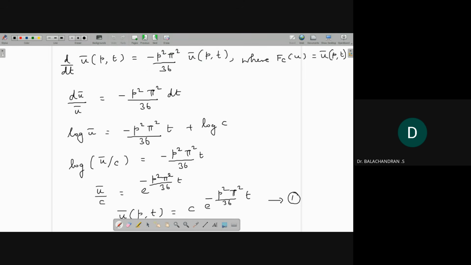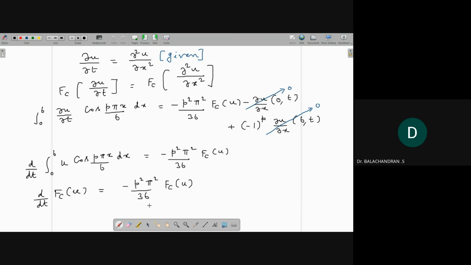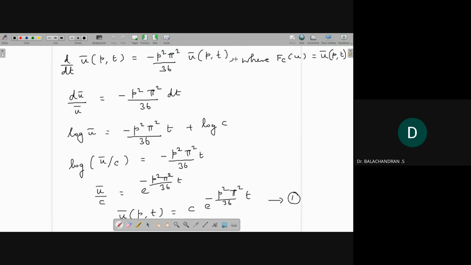Similarly, the right hand side is minus p²π²/36. The same F_c of u in the right hand side, I am writing that also as ū(p, t), where F_c of u is equal to ū(p, t). Next step, from here to here, I am using variable separable. So ū is one side, and dt is another side.